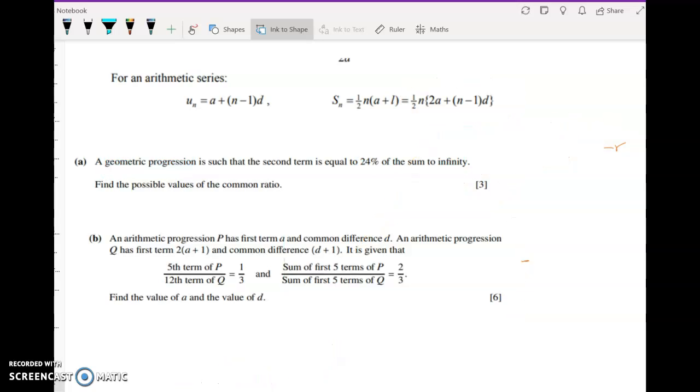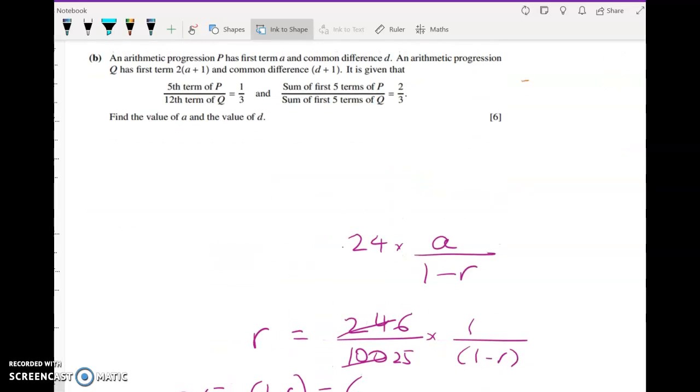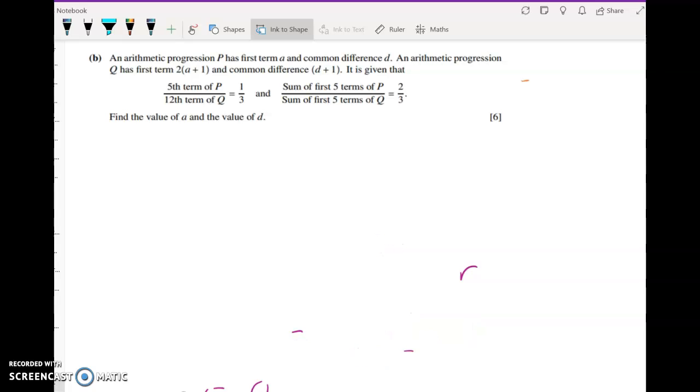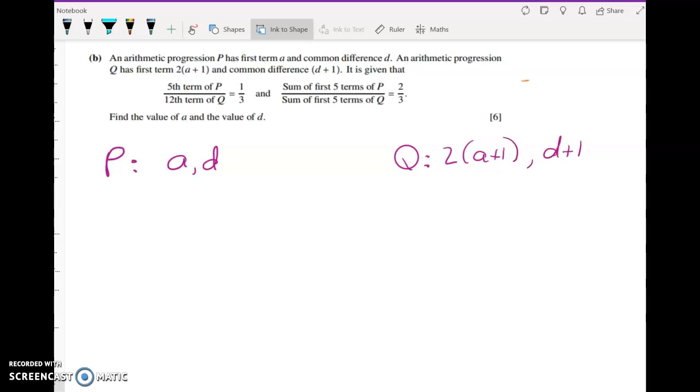And we're going to work out what we can say. We've got 4 things that we've got to set up, right? So when I started out doing this question, I just noted down, what do I know for arithmetic progression P? Well, we've got A and we've got D. And then for Q, the first term is 2 times A plus 1. And the difference is D plus 1.